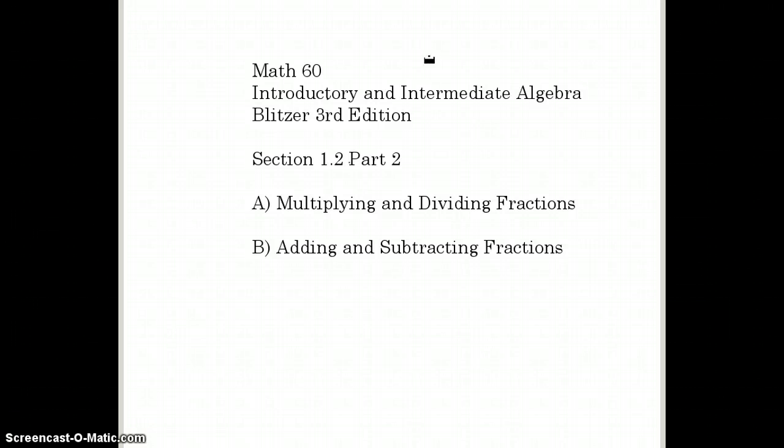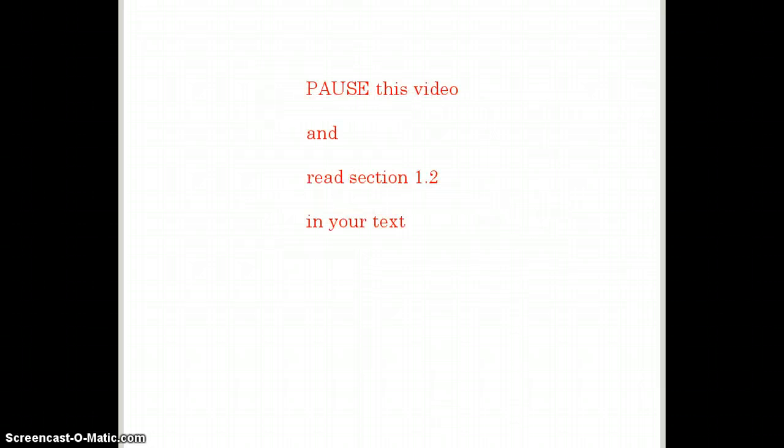Welcome back. This is section 1.2 in your book, part 2, where I'll be covering multiplying and dividing, adding and subtracting fractions. You should have read section 1.2 in your book. If you have not as of yet, please do so.